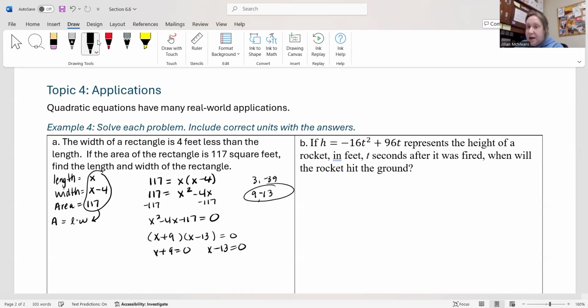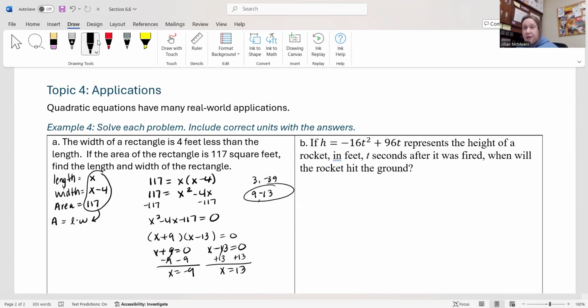Well, if I have x plus 9 equals 0, I need to subtract 9 from both sides. So that gives me x equals -9. If I have x minus 13 equals 0, I need to add 13 to both sides, and I get x equals 13. Well, let's stop for just a brief moment and think about this.